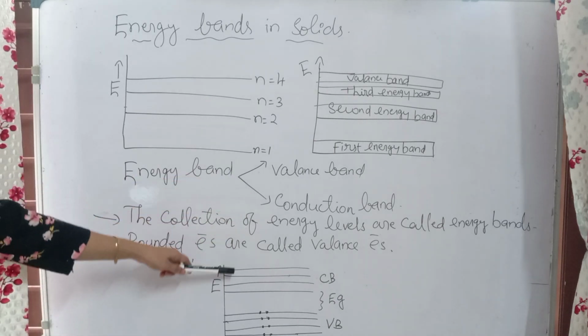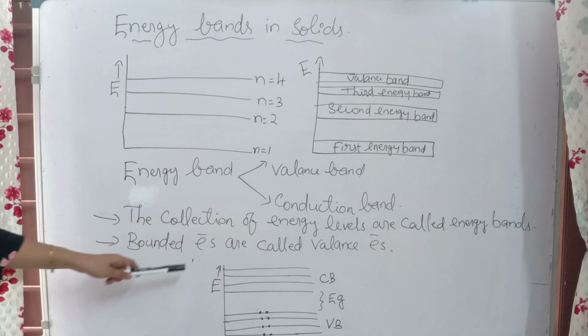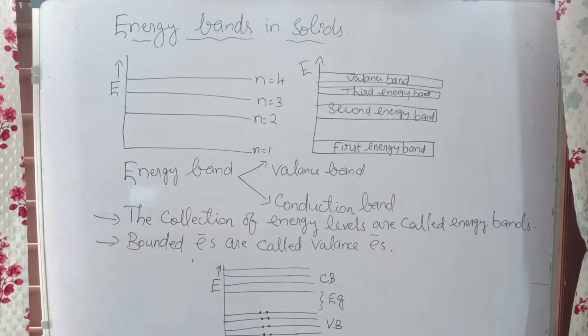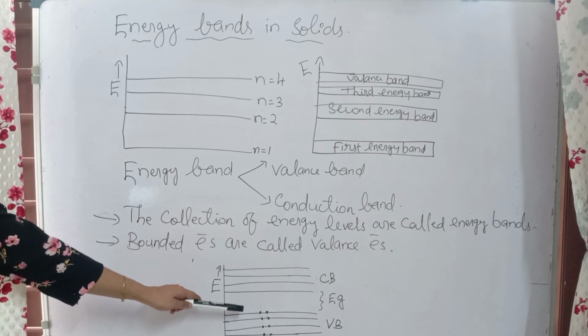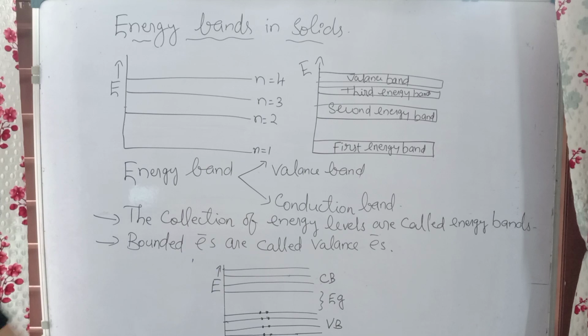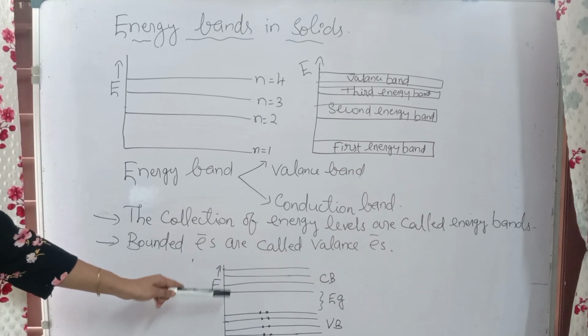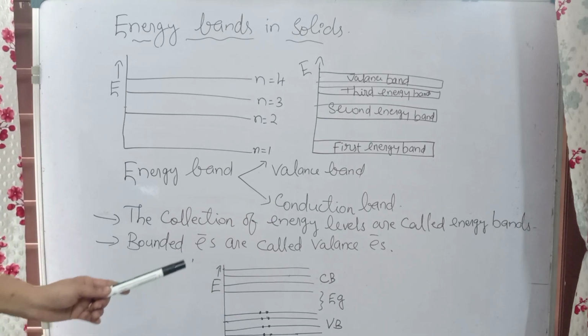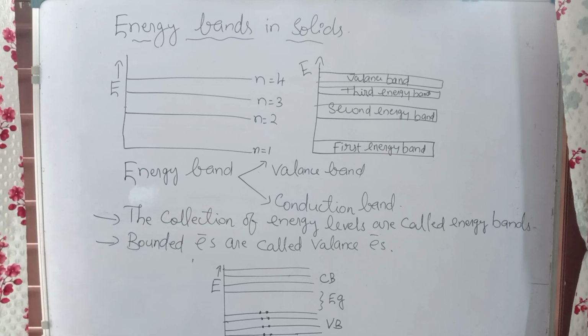So here we can see the diagram, the energy level diagram. Here energy is taken along the y-axis, and here we have the valence band and the conduction band. Here the valence band means the collection of the energy levels of valence electrons.